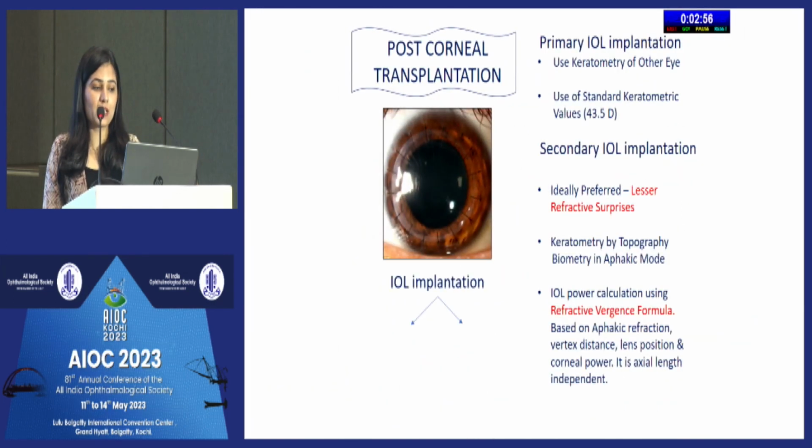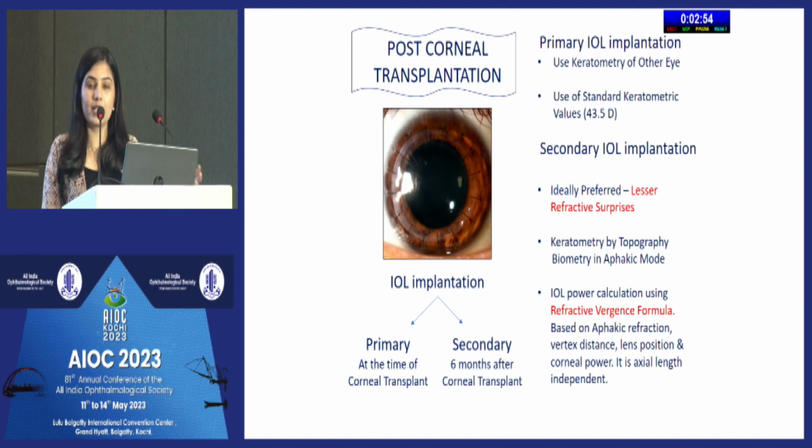For post-corneal transplantation, we can do a primary implantation at the time of the surgery, or we can do a secondary implantation 6 months after the cornea is healed. The primary implantation is done by using the keratometry of the other eye or using a standard keratometric value of 3.5 diopter. The secondary implantation is more preferred as it gives lesser refractive surprises. Keratometry by topography can be done using aphakic mode. Refractive vergence formulas work well for post-corneal transplantation.